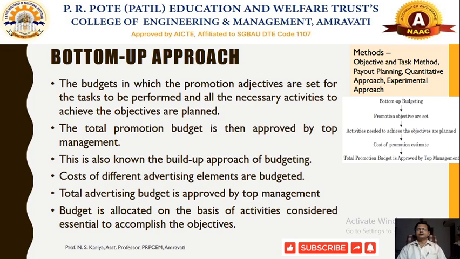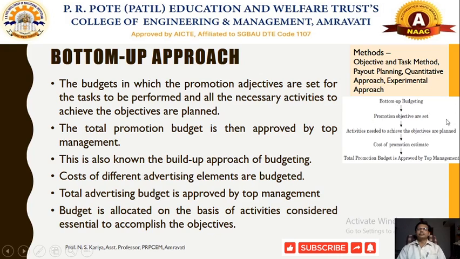Budget will be allocated on the basis of activities considered essential to accomplish the objective. Now whenever the company thinks about that, using our topmost executives, they will identify what objectives they are going to satisfy, and finally they will decide whether this advertising budget should be considered an essential activity to promote the brands in the different media. Now when we are talking about this bottom up approach, we look at this figure over here.